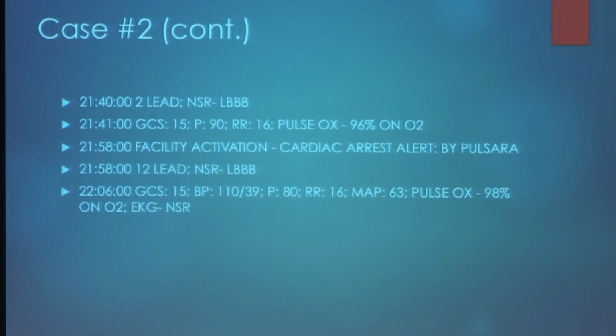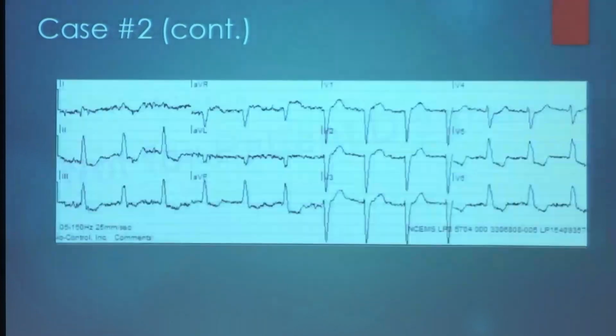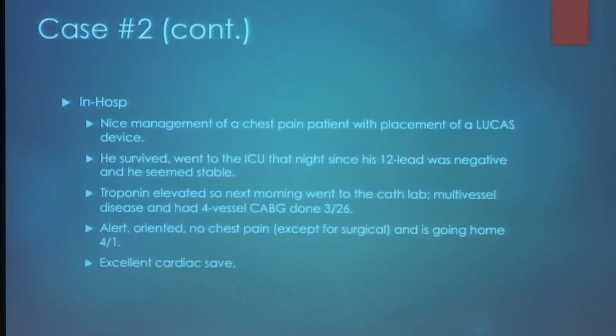stayed stable, blood pressure 110/39. And this is his post-arrest 12 lead, which shows, once again, mostly ischemia. So, patient survived well. He went to the ICU that night because his 12 lead was negative and his initial enzymes were okay, but then his second set of enzymes showed elevated troponin. Next day he goes to the cath lab.